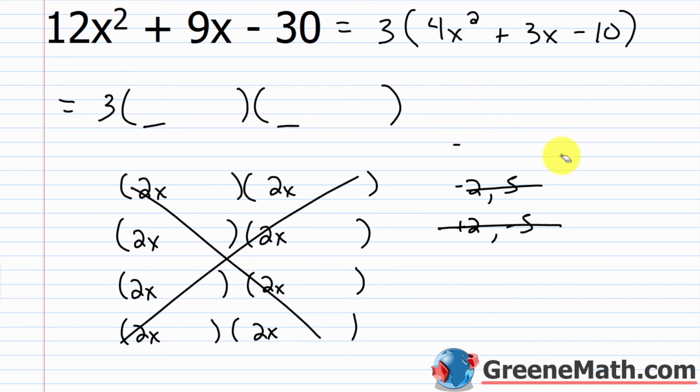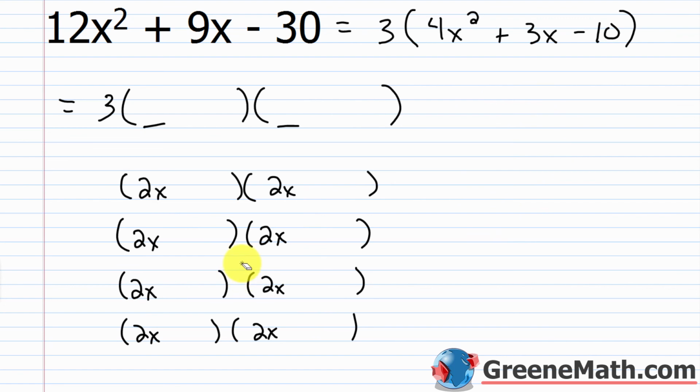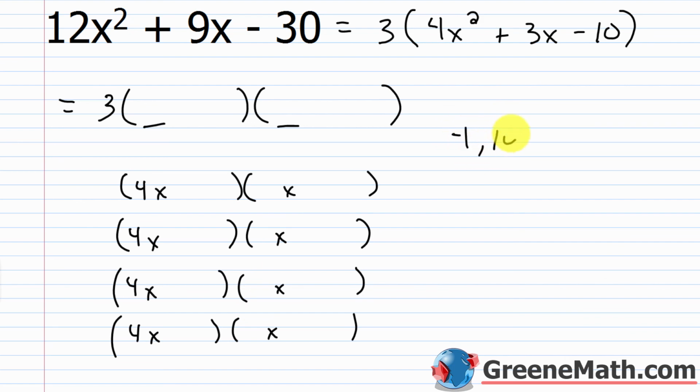So I've got to go to a different one. I've got to go to 4x times x. Let's try that. So 4x, 4x, and then my x is over here. Then again, the possibilities for negative 10: I've got negative 1 times 10. I've got positive 1 times negative 10. I've got 2 times negative 5. And I've got negative 2 times positive 5. But again, because of the common factor thing, there's only so many arrangements I can use. So I can't do a 10 right here. There'd be a common factor of 2. But I can do a negative 1 and I can do a positive 10.